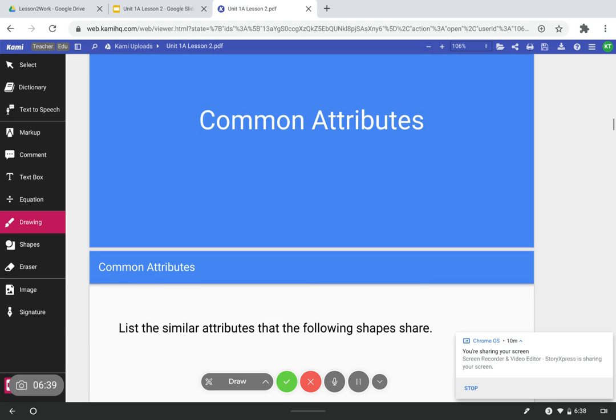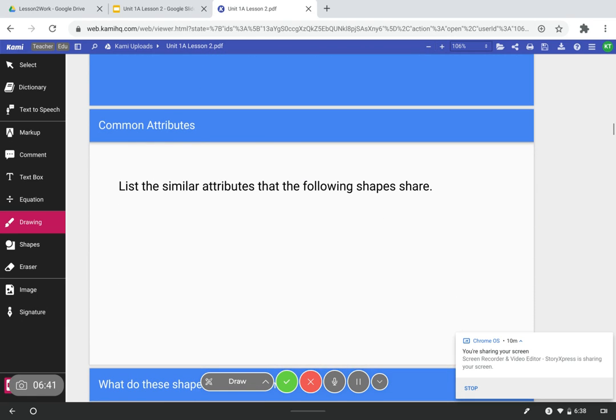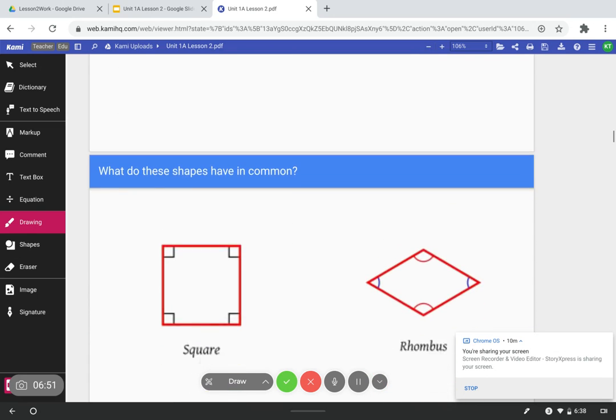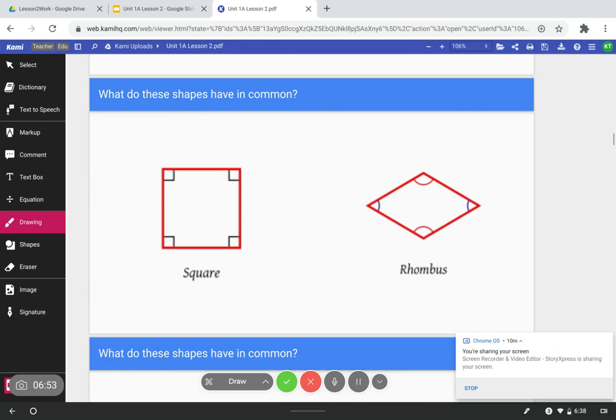Common attributes. So we're going to give you some shapes, and you're going to list the common attributes that they have. Okay, pause the video and let's list the common attributes that the square and rhombus share. So what do these shapes have in common? It can be the attributes and the labels they have. Pause the video and return when you have your answers.